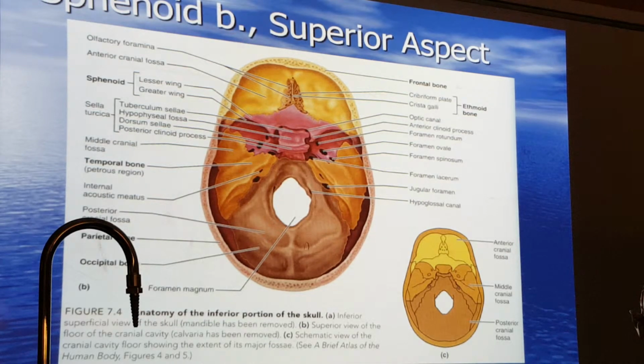So, looking down into the sella turcica, the spelling's kind of tricky on that. Okay. Two C's, no S's. And the four little corners of the sella turcica are called the clinoid processes, posterior and anterior.